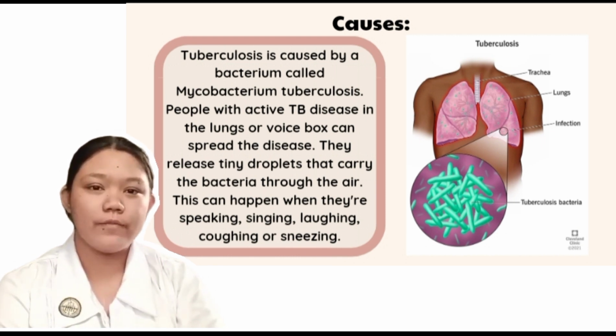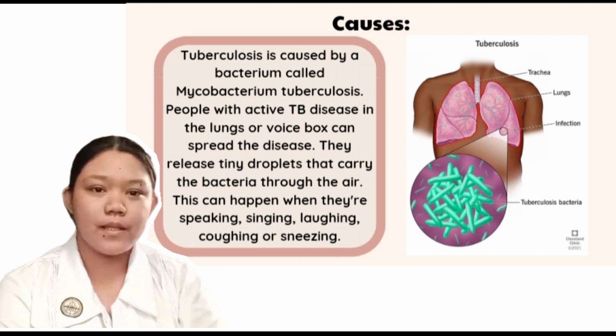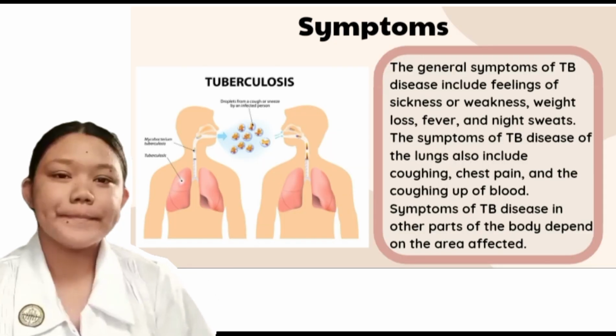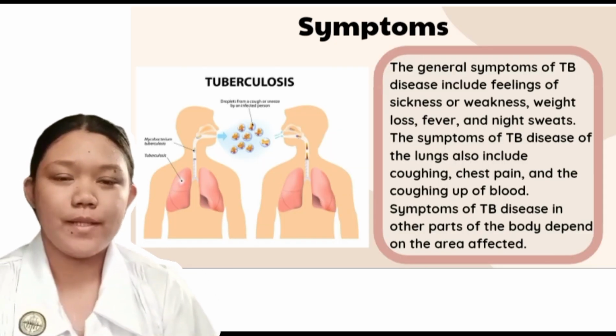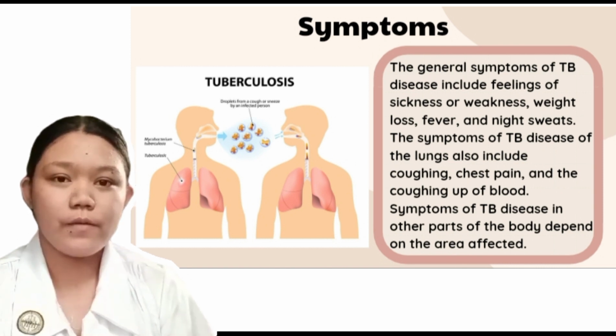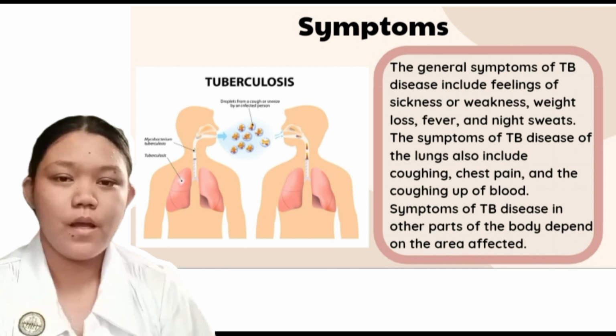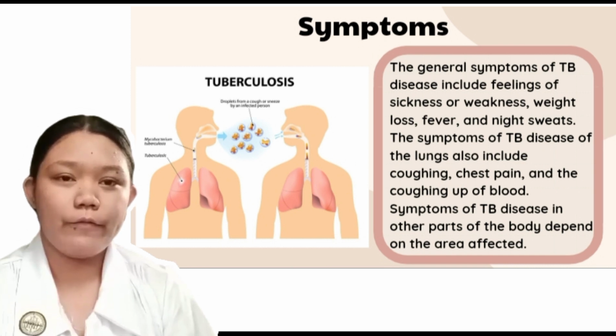People with active TB disease in the lungs or voice box can spread the disease. They can release tiny droplets that carry the bacteria through the air. This can happen when they are speaking, singing, or laughing. The general symptoms of TB disease include feeling of sickness or weakness, weight loss, fever, and night sweats. The symptoms of TB disease in the lungs also include coughing up blood. Symptoms in other parts of the body depend on the area affected.